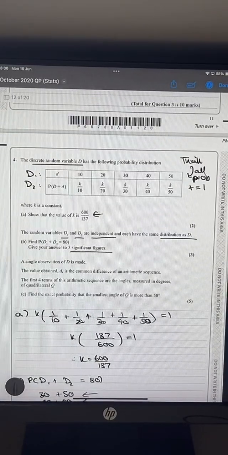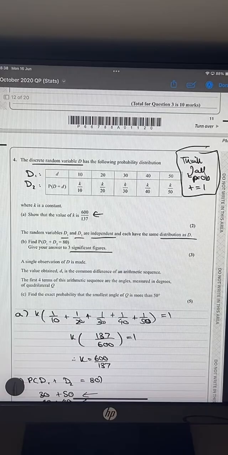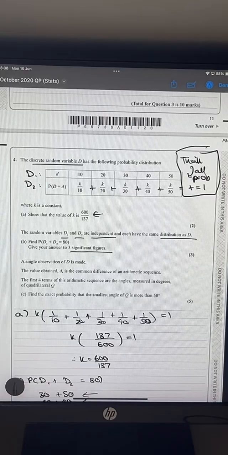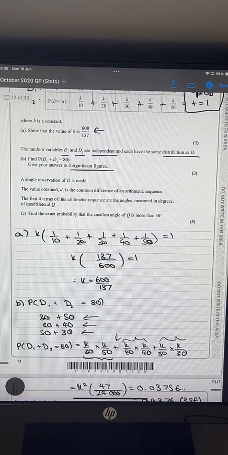So for part A, you just need to remember this fact over here: all probabilities add to equal 1. So this plus this plus this plus this plus this, all of it equals 1, like I did here. I just factorized out the k to reduce my writing. And then you can just rearrange for k. Right? This is A-level stats.